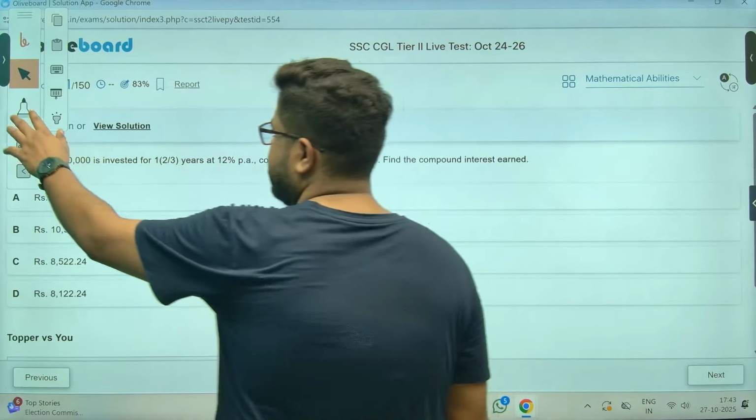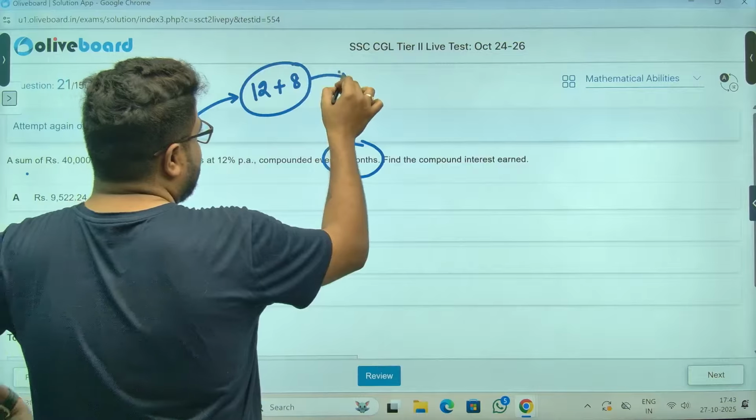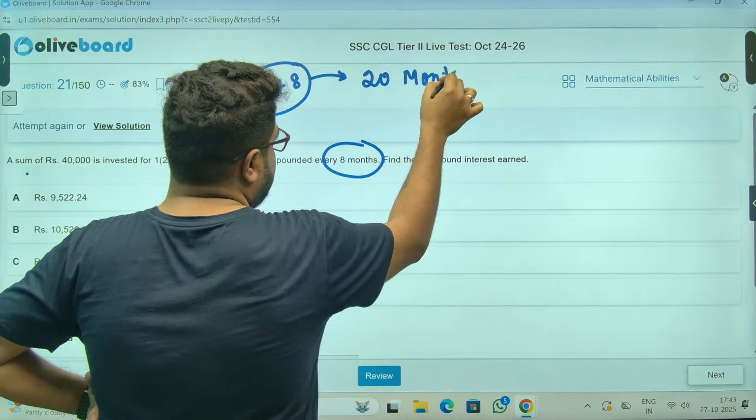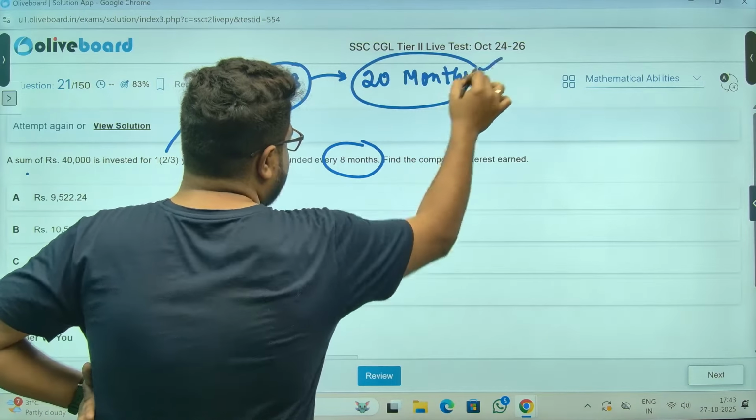What is this, sir? Oh, compound interest. Okay, we will have to do the calculation. Again, multiple times we have done this. Every 8 months, 1 whole 2/3, 12 plus 2/3, meaning 20 months in total. And we are getting interest compounded every 8 months.